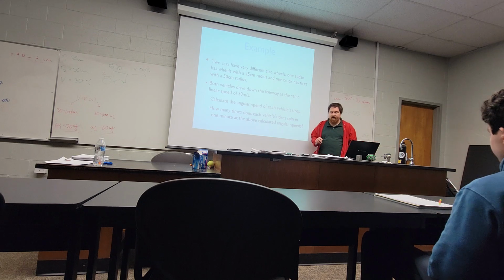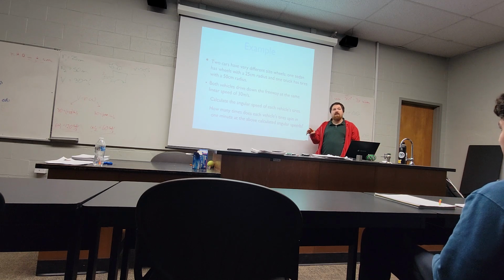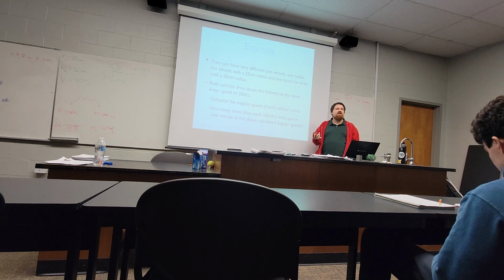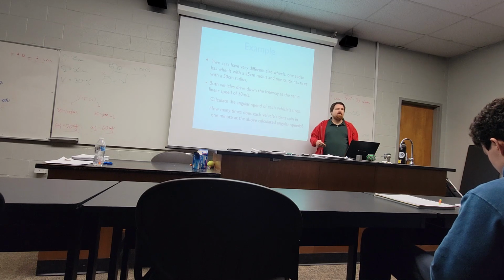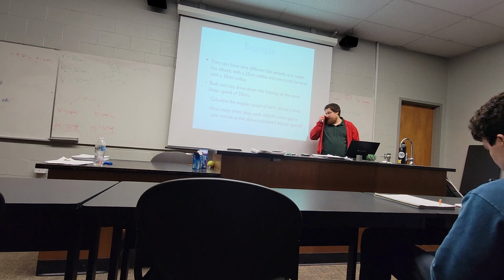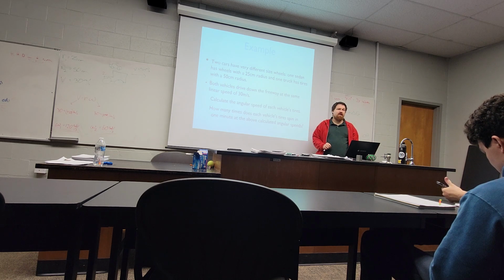So again, the main takeaway here is the bigger the spinning object is, the fewer times it needs to spin to generate the same linear speed as a smaller object. Alternatively, the fewer times it has to spin to go the same distance as a smaller object.